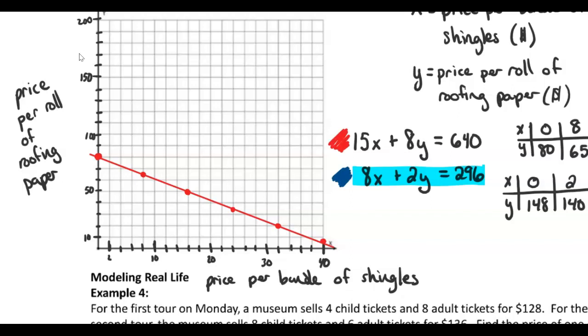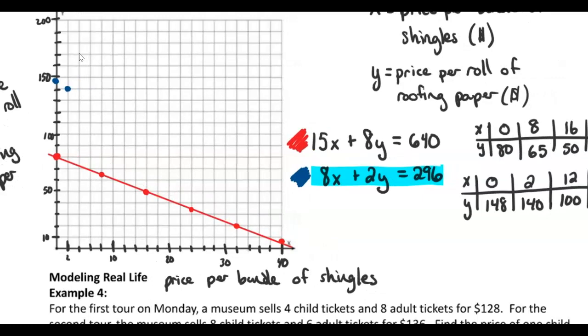Okay, next we're going to do this one. 0, 48 is about right here. 2, 140, that's really easy to graph. That's why I always pick nice numbers, because it's just easier to graph. 12, 100.